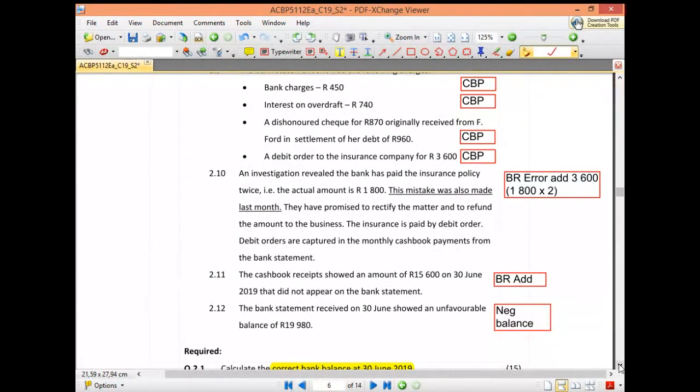And the last one is the bank statement showed an unfavorable balance of 19,980. If it's unfavorable, it is a negative balance. It means it's an overdraft facility. I've taken more money than what I had in the bank account. So in your bank reconciliation, you will start with a negative balance. Okay, so let's go back to the Excel file and complete the question based on this information.